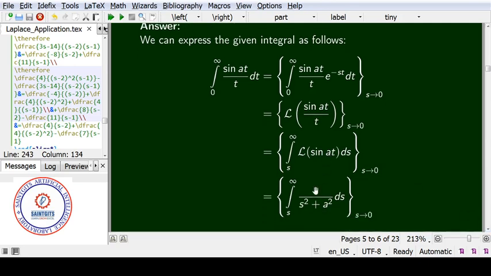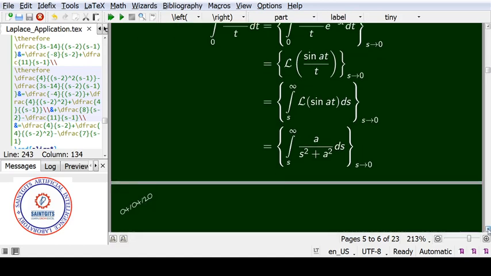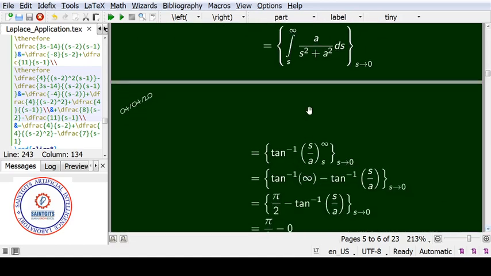Then L of sin at over t is a by s square plus a square. Now we have to integrate this. The integral of a by s square plus a square is tan inverse s by a. So this integral is tan inverse s by a. Now we have to put the limit s to infinity.